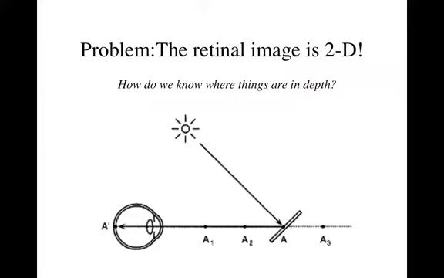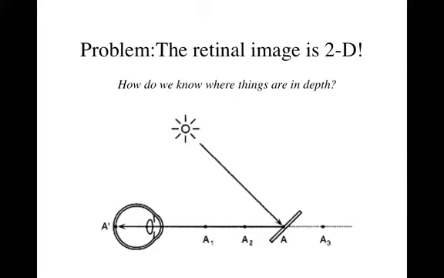Another basic problem, now beyond those that we've talked about, is that of depth ordering. So specifically processing depth information. So the image on a retina, as we said, is 2D. It is a two-dimensional image. It's a flat sheet of retina. And so the question is, how do we figure out how far things are away from us?